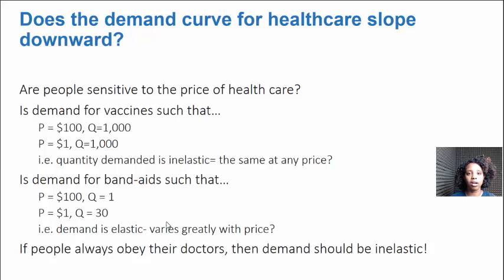One way that I think about which one is which: elastic, think about a rubber band. When the price changes, people are bouncing all over the place, changing the quantity that they are demanding. When it's inelastic, it's stiff, it stays the same. Change the price, nothing happens to quantity, it just stays. The idea is, though, that if people buy whatever healthcare their doctors tell them to, and there are no other real considerations involved, healthcare demand should be inelastic.